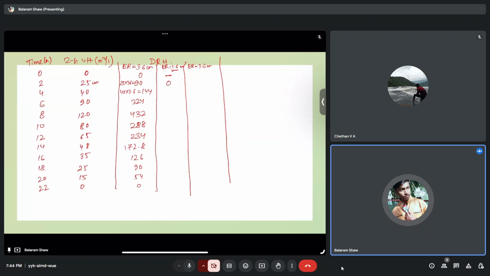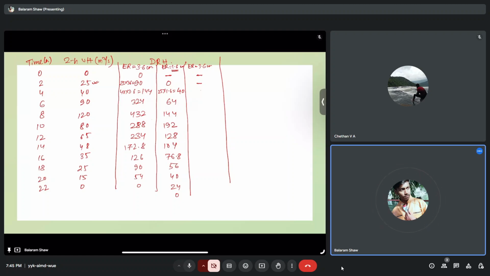Now what you have to do? You have the 1.6 step. So you can write 25 into 1.6. It will be 40. Like that you have to multiply with 1.6. It will be 64 and 144, 192, 128, 104, 76.8, 56, 40, 24 and 0. And next again, this is after 4 hours, so a lag of 4 hours.